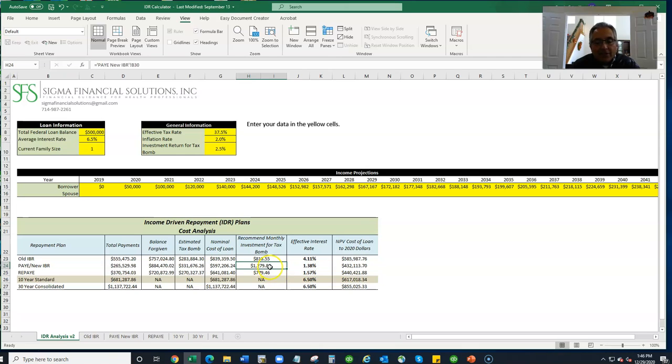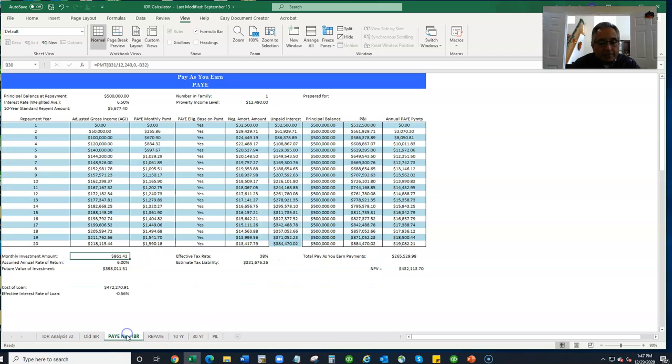This investment at a 6% return was, I think, $861. But let's say you're more aggressive, and over the life of the loan you got a 9% return. At a 9% return, this monthly investment drops down to about $600. And here you're at a negative almost 2%. So your investment strategy certainly does have an effect on how much you need to invest.